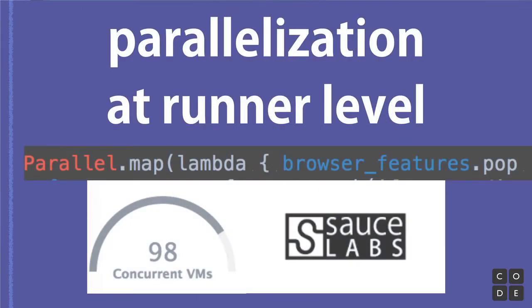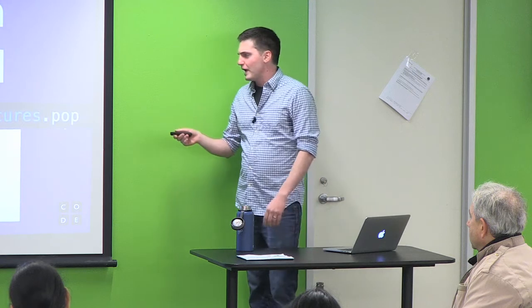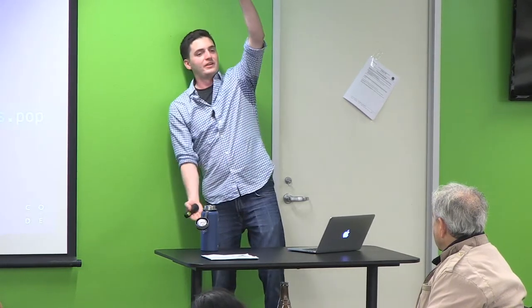So we started working on parallelizing our tests. Sauce Labs has a way of running multiple concurrent VMs at once. We were actually able to get up to 98 concurrent VMs at once. So instead of running one test the whole time, we stacked them all up and said, hey, give us a bunch of computers, and then run all of our tests against all those computers at once. So it sped it up a ton.